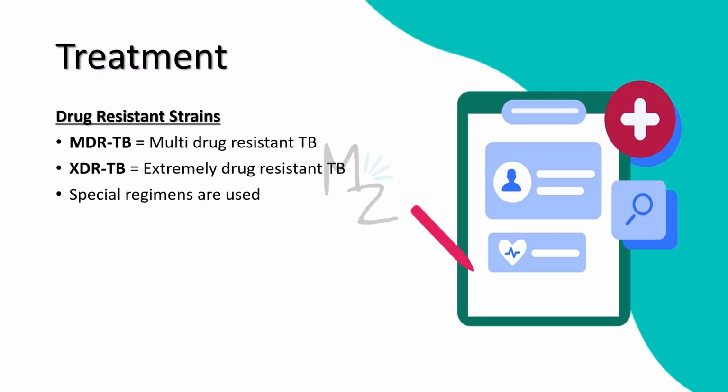Now let's talk about the drug-resistant strains. There are two kinds of resistant strains. One is MDR-TB, the multi-drug resistant TB. And the second one is XDR-TB, the extremely drug-resistant TB. Special regimens are used for these two types of strains.